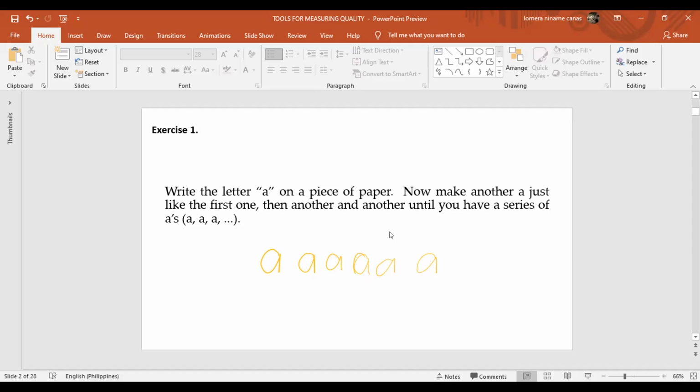But somehow, what we said are probably not the only reasons. There are many other factors, if we could but name all the reasons why we cannot make the A's alike. Okay, so as Engineer Cabanlit mentioned, there are common or special causes that lead us to this variation.